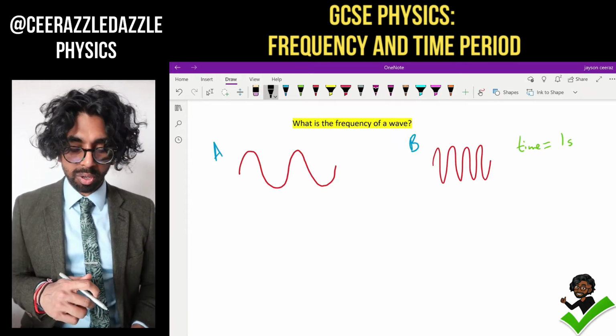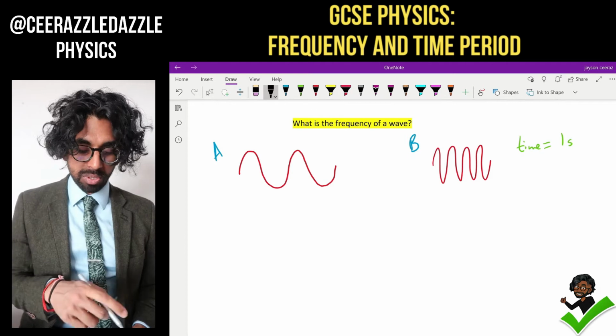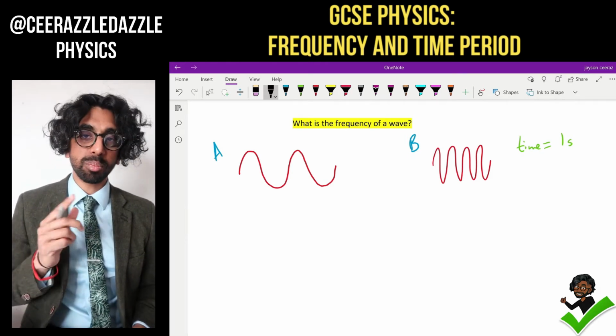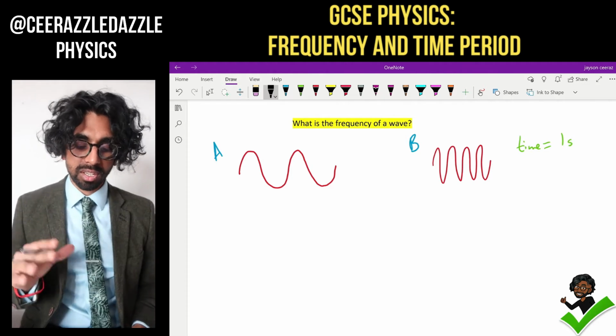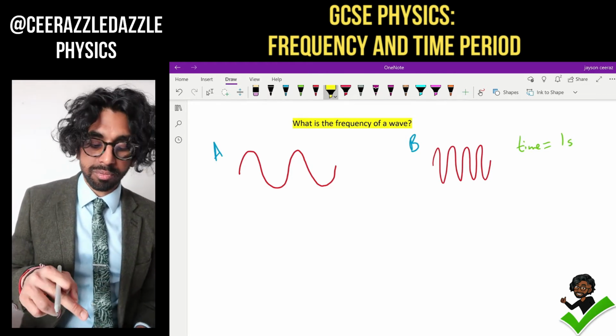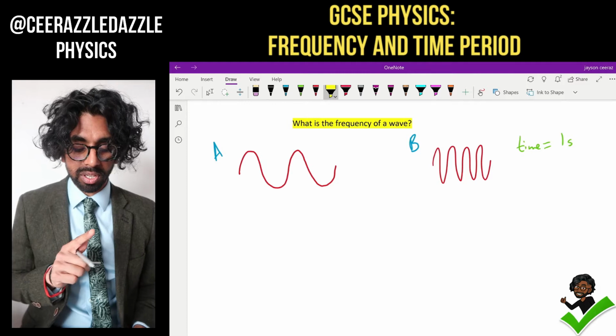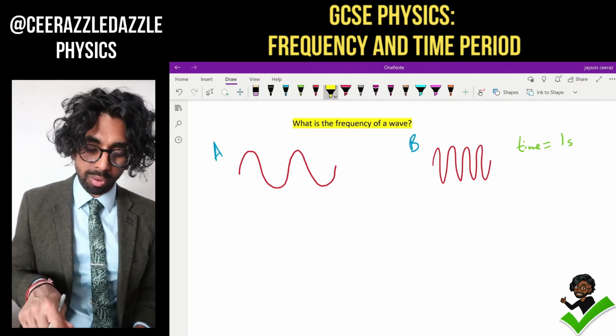So we start off with the following. We've got two diagrams here, A and B. Let's say it took me a second to collect both of them. It took me a second to collect A, it took me a second to collect B. Which one has the highest frequency? Which one is it? Is it A or B?